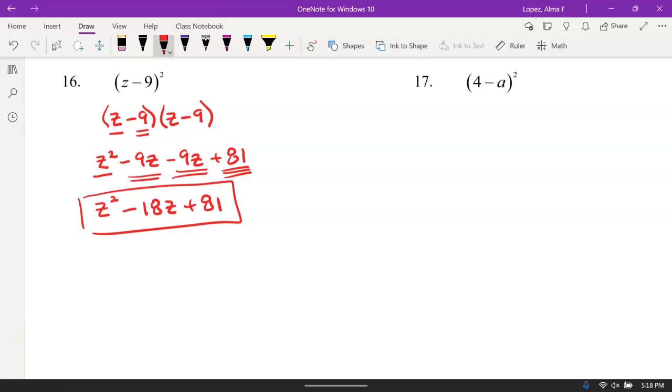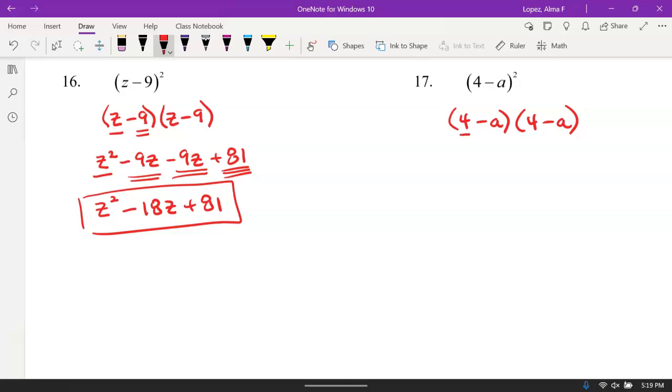All right, if you have 4 minus a, that quantity squared, it means you've got two of those. So you're going to write them down and do exactly what we did before. We're going to multiply everything in the first parentheses onto the second. We're going to do the distribution process.